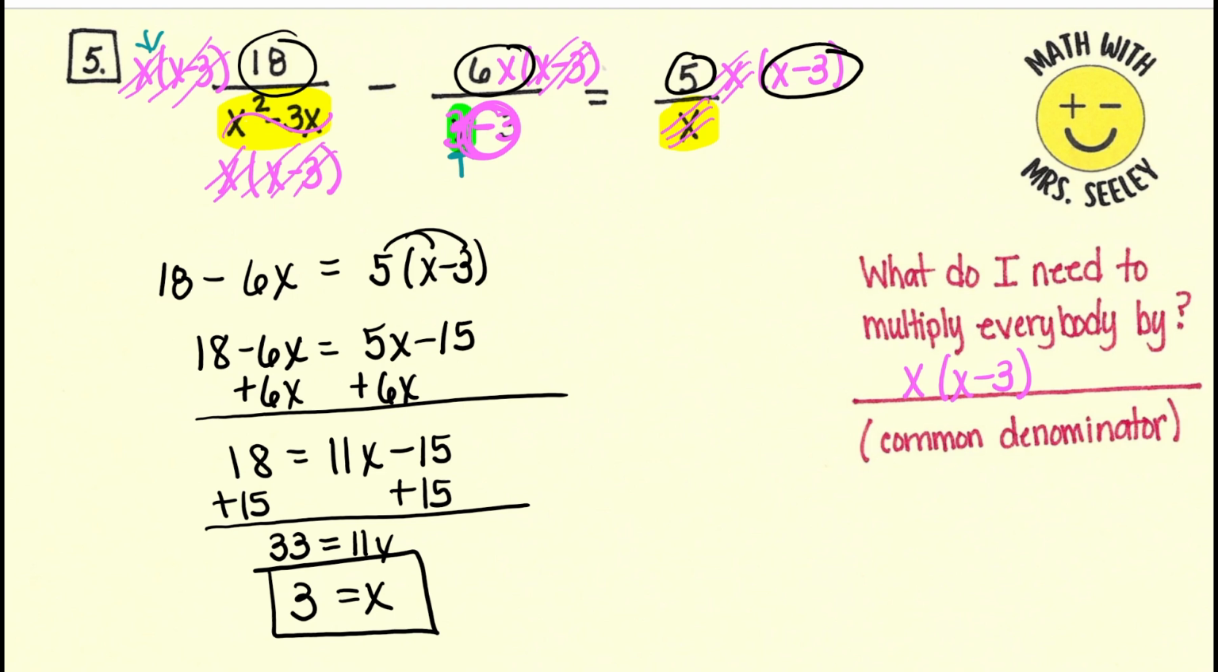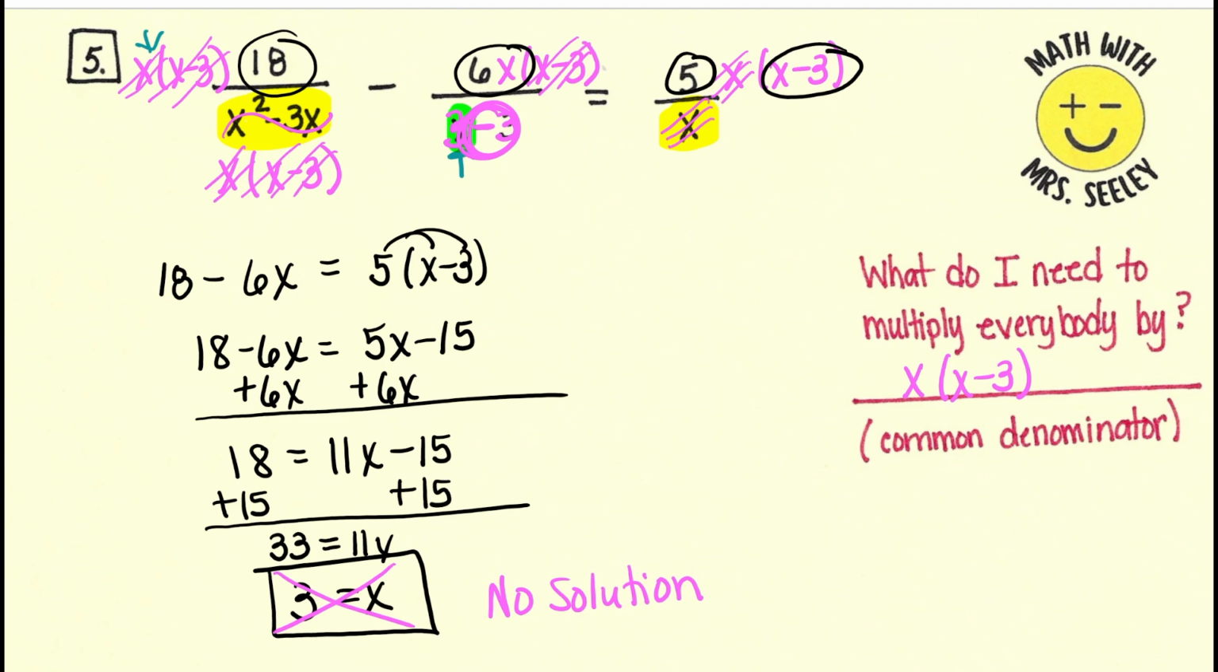do you see that we would have 3 minus 3, which is 0 in a denominator? And in mathematics, we can't have zeros in the denominator. That makes you undefined. So if x were 3, this equation wouldn't be defined. So therefore, you have to throw that answer out, and there would be no solution to this particular question.